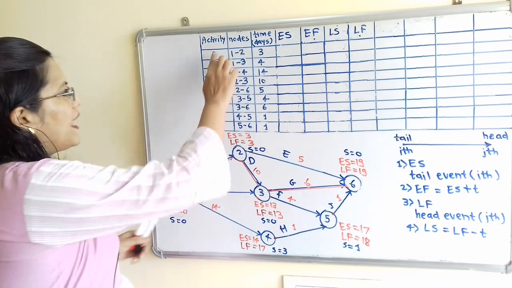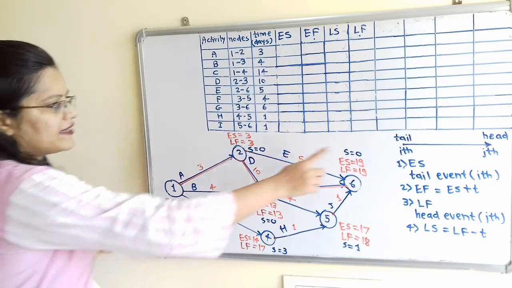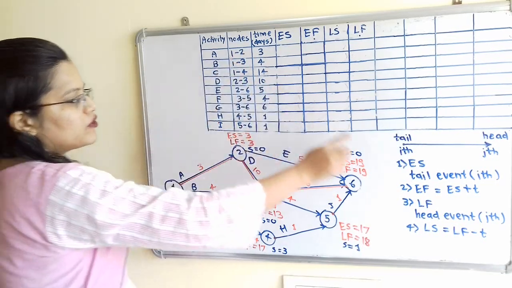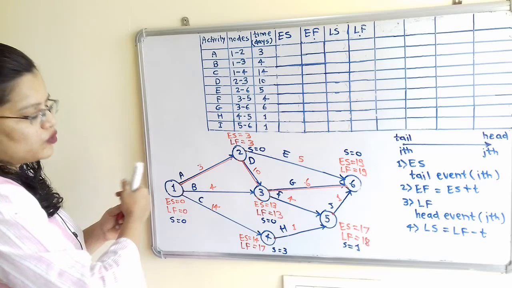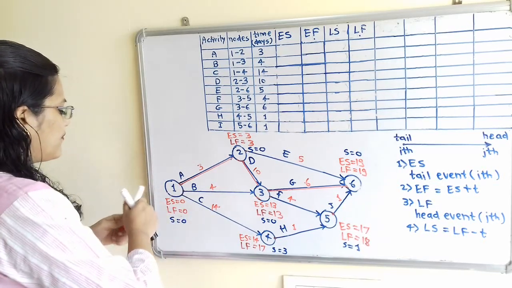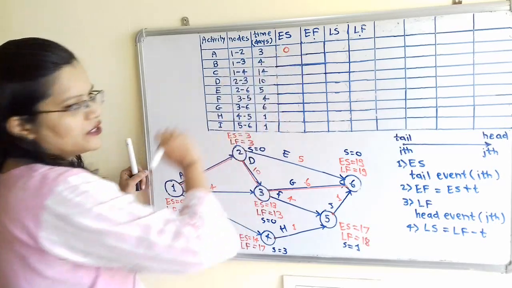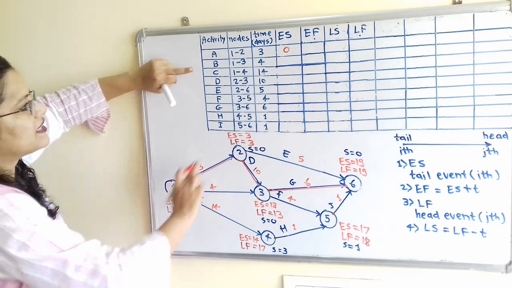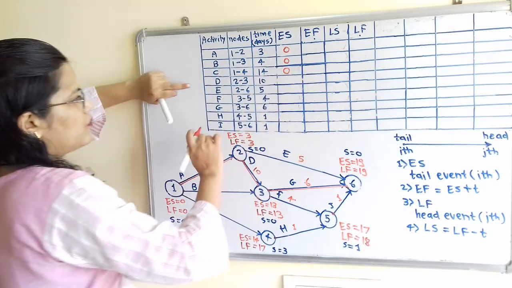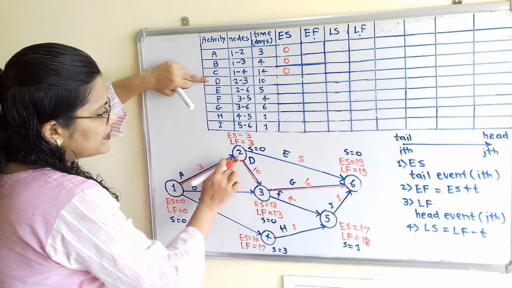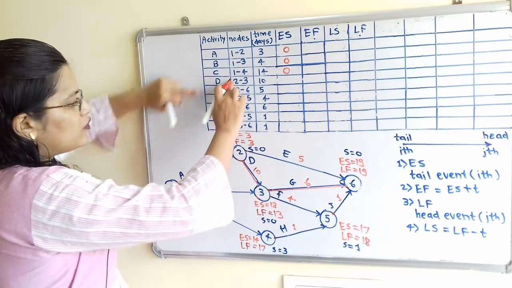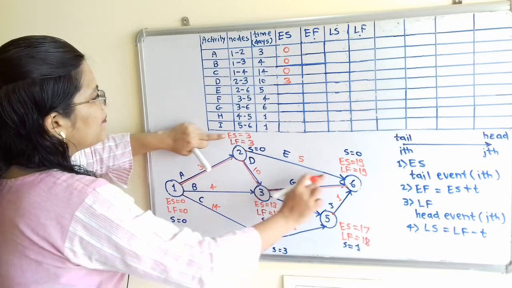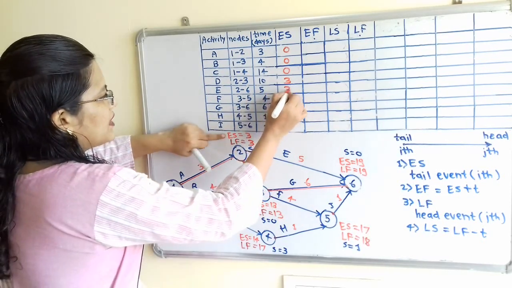Now if we observe activity A, here is activity A and the tail of the arrow is at node 1. So we have to refer to the value of ES at node 1. From the diagram, ES is equal to 0. Then for activity B and C, the same node is there, that is 1, so here also 0. Now for activity D, the starting node is 2. So at 2 we refer to the value of ES, that is 3. Then for activity E also the same node 2 is there, so the same value we repeat.